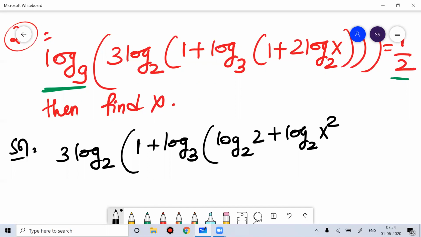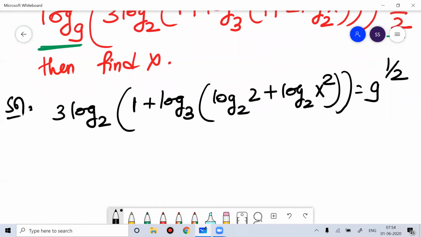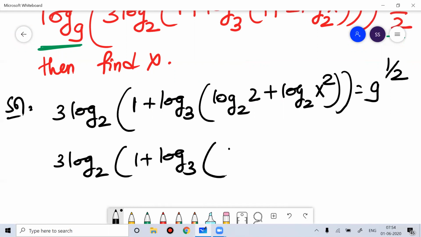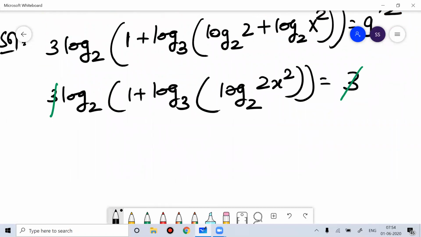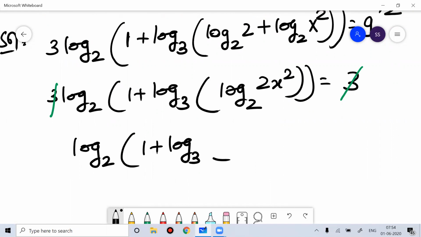So you open how many brackets? 2 brackets. Then that is equal to 9 to the power 1 by 2. Okay. 3 log base 2, 1 plus log 3. So then this would be log base 2, then 2x square. Then this would be equal to 3. And 3 and 3 will get cancelled. So then this would be log base 2, 1 plus log base 3.